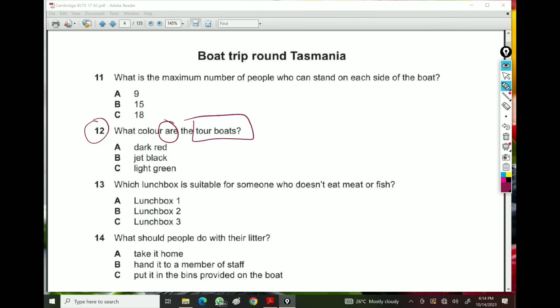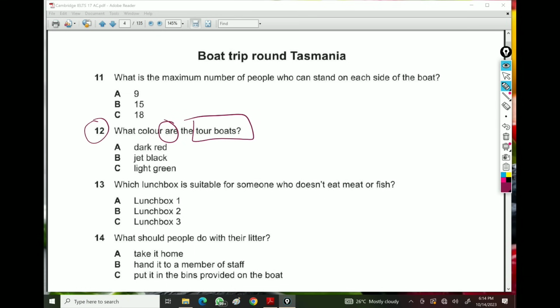They may tell you our boats used to be. Now see, the question is about present. What color are the boats? It's not that what color were the boats. So they may talk about the past, like our boats were a color, right? They may talk about interior color, the color of the seats, but the exterior color of the boat at present will be the right answer. There are three options: dark red, jet black, light green. Okay, now you need to see the color of the boats. That will be the right answer.